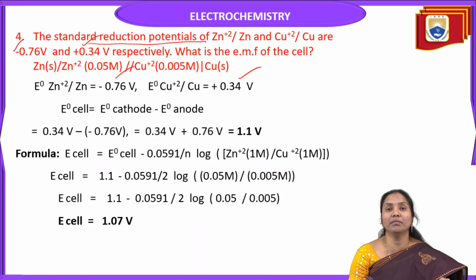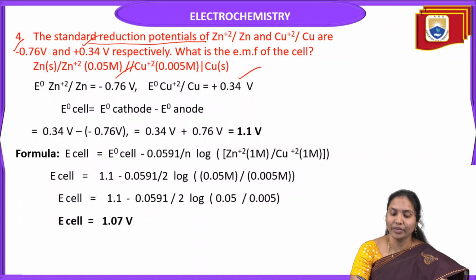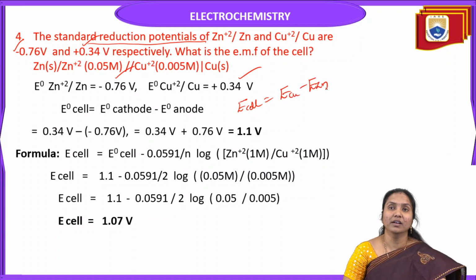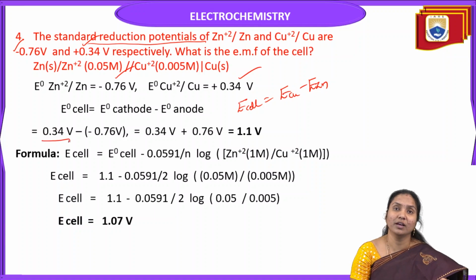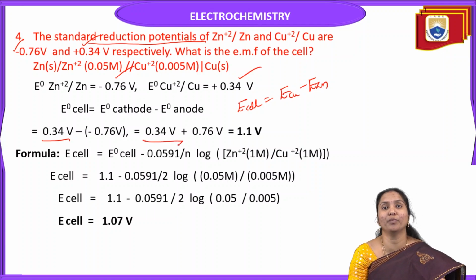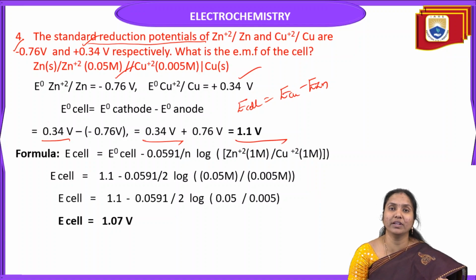So how can we calculate the EMF of the cell? E cell equals E cathode minus E anode, or otherwise E cell equals E copper minus E zinc. So E cell equals E copper, the copper standard electrode potential 0.34 volts, minus the zinc standard electrode potential, minus 0.76 volts. So after calculation we'll get 0.34 volts plus 0.76 volts equals 1.1 volts. So the EMF of the given cell is 1.1 volts.